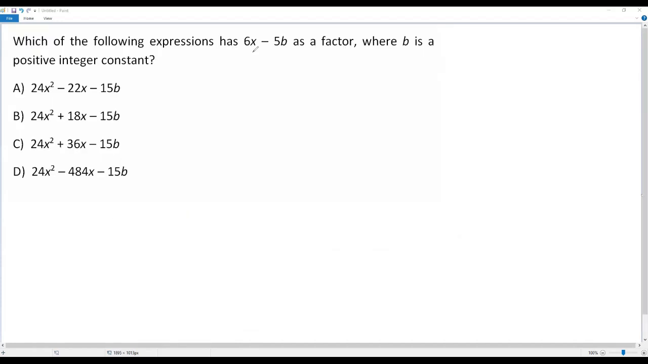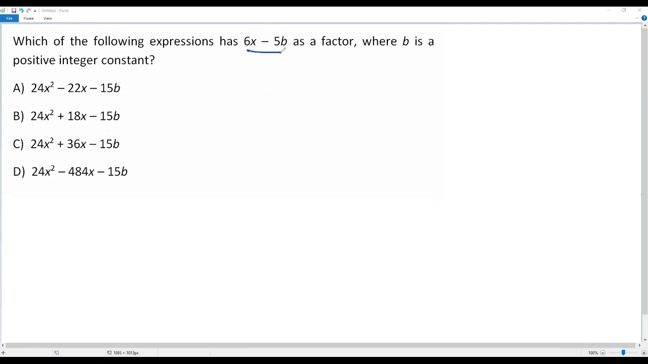Which of the following expressions has 6x minus 5b as a factor, where b is a positive integer constant? Okay, here we have a linear expression, and in the given answer choices, we have quadratic expressions, and we have to find the quadratic expression which has 6x minus 5b as a factor. Usually when we factor a quadratic expression, we'll be getting two linear factors, and one of the linear factors is over here, and once I get the other linear factor, I can multiply the two linear factors and get the required quadratic expression. And when I go over the quadratic expressions in the given answer choices, in all of them we have the same leading term, that is 24x squared, and the same constant term, that is negative 15b.